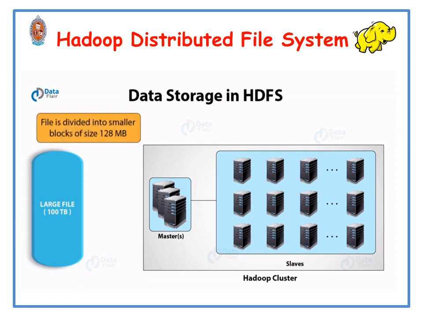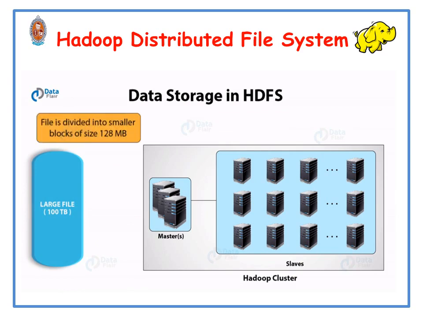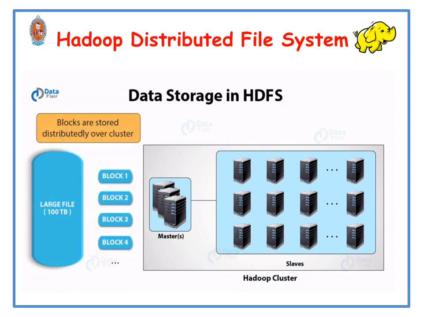Data storage in HDFS. HDFS holds a very large amount of data and provides easier access. To store such huge data, the files are stored across multiple machines. These files are stored in a redundant fashion to rescue the system from possible data losses in case of failure. HDFS also makes the data available for parallel processing.